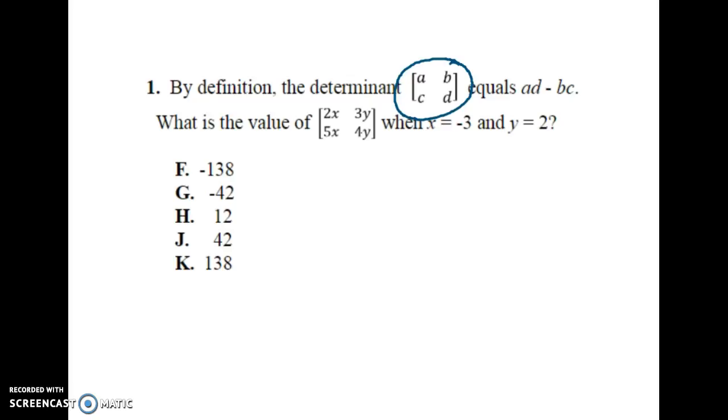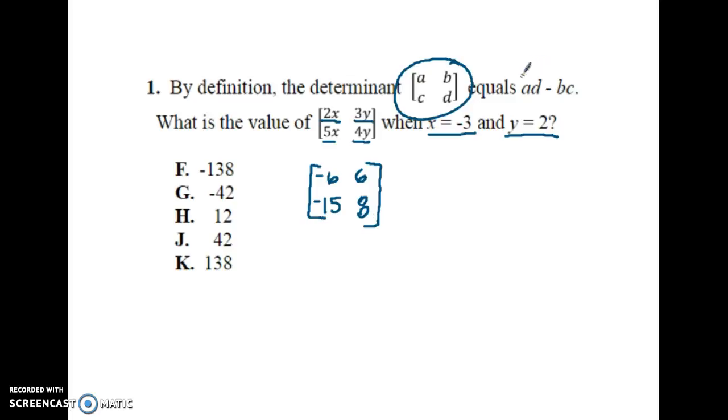So even if you haven't worked with matrices previously, if you just do what you have done previously, you can get through this problem. So what I'm going to do first is substitute in values for x and y into my matrix. The first entry is 2x, so that's 2 times -3, which gives me -6. My second entry is 3y, so that's 3 times 2, which gives me 6. My third entry is 5x, so that's 5 times -3, which is -15. And my last entry is 4y, so that's 4 times 2, which is 8. So by plugging in those values, I get a matrix with numbers only and no variables.